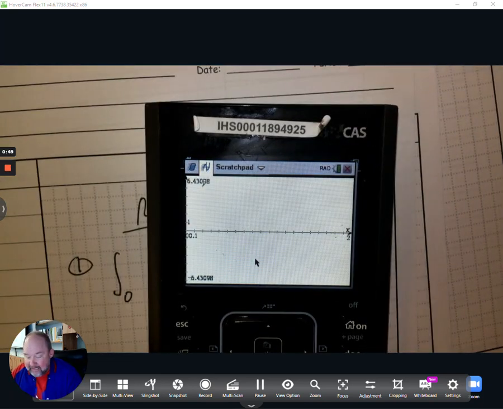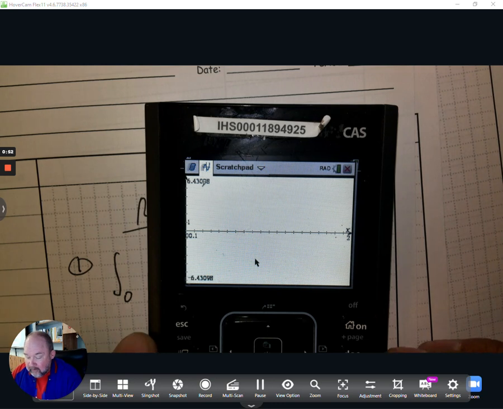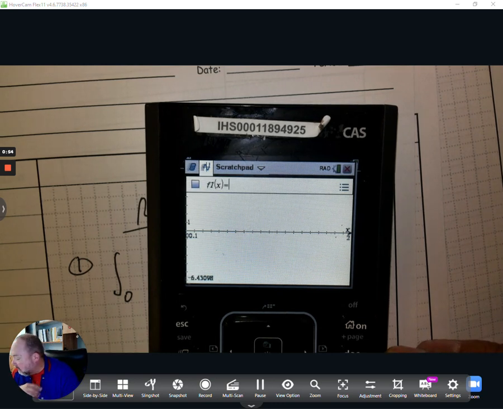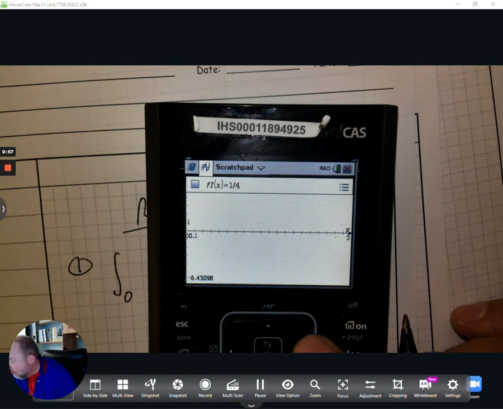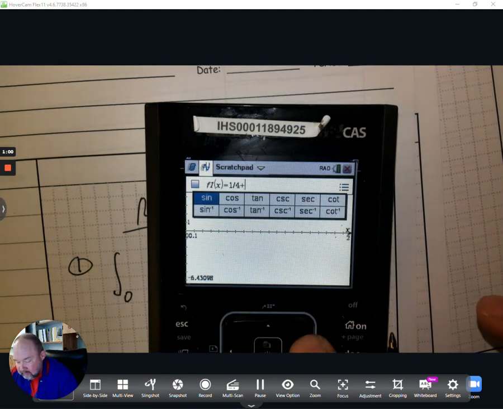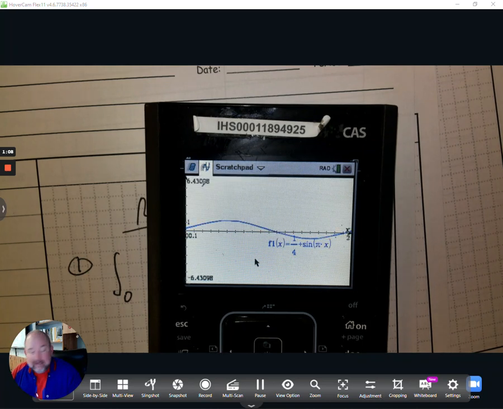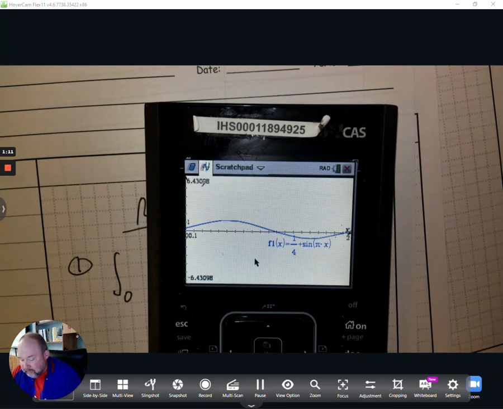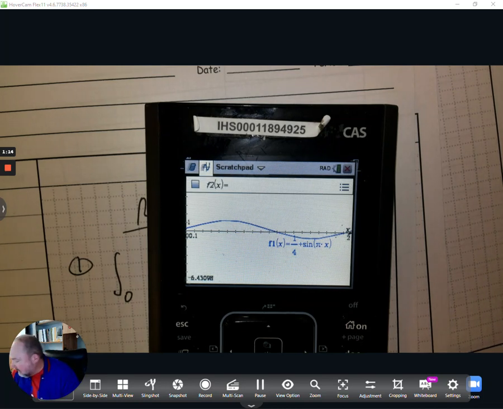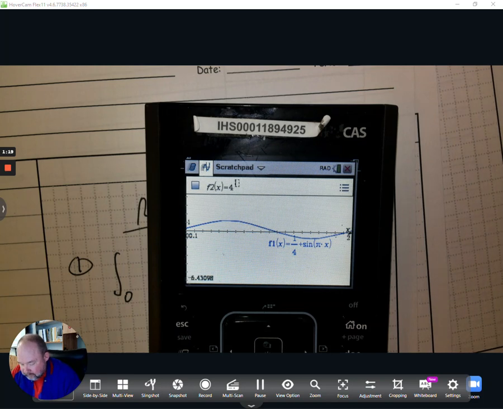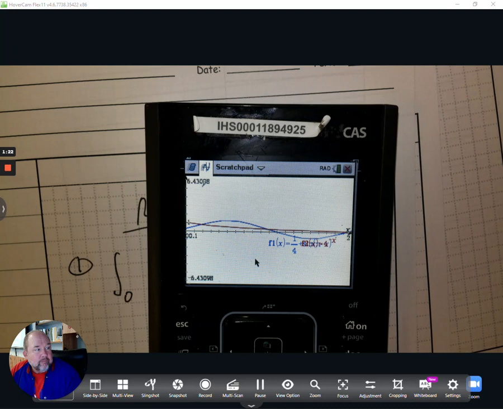So I'm going to clear what I have. I'm going to go tab. I'm going to put in the first equation, which is 1/4 plus sine, and then inside is pi x. And then I'm going to put in the second equation and see where they cross. So I'm going to go tab, and the second equation is 4 to the exponent negative x. And can you see where they cross, even if it doesn't look exactly like the picture, right?